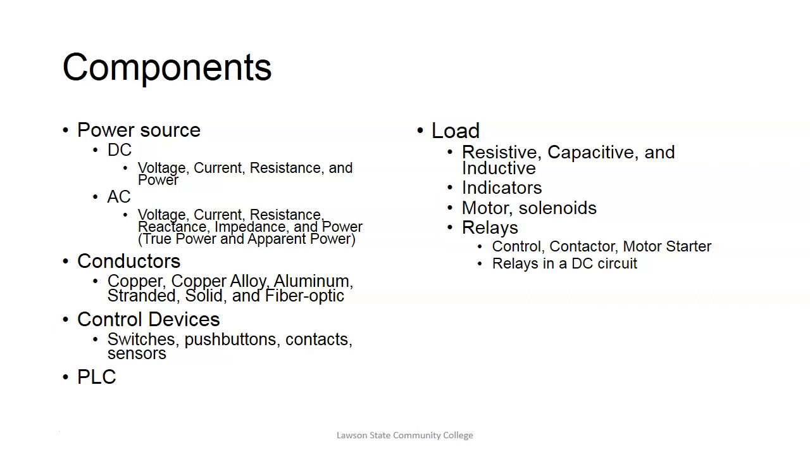Aluminum is a fairly good conductor. We use it for our high voltage lines, low current high voltage, because it has some resistance. We have stranded conductors, solid strand conductors, and then we have fiber optics, which most of y'all have a basic feeling about.